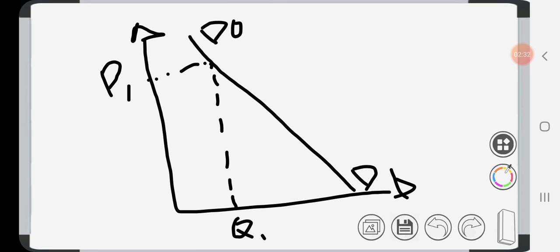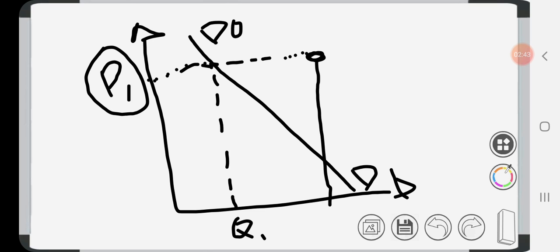But we haven't changed our price, right? So our price is still at P0. But what we are saying now is that people are going to start demanding more. So we're not going to be meeting here anymore. The price and quantity is not going to be meeting here at Q1, but the quantity will increase and it'll go to Q2.